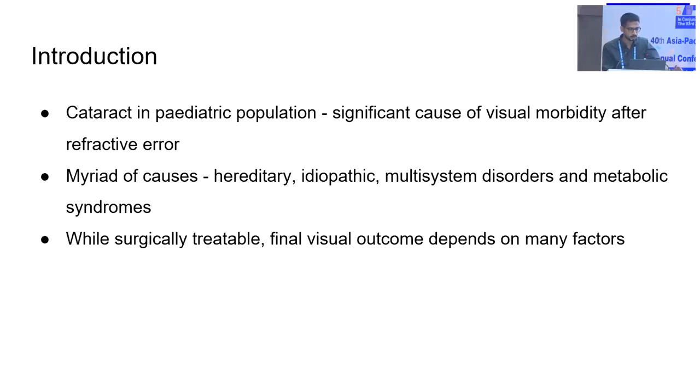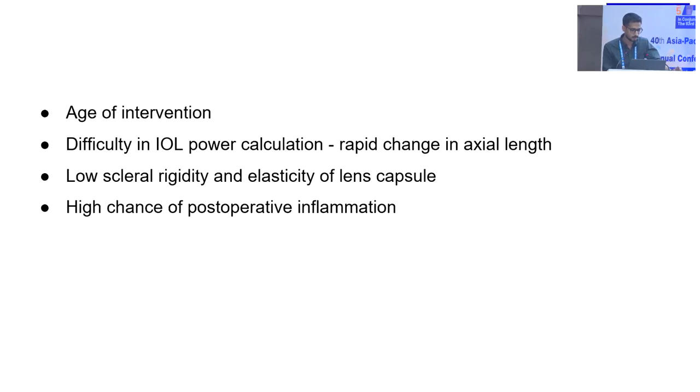Phacoemulsification with IOL implantation with or without primary posterior capsulorhexis and anterior vitrectomy has become the norm. However, outcome depends on the age of intervention. There is a difficulty in IOL power calculation owing to the rapid change in axial length and low scleral rigidity and elasticity of lens capsule, posing challenges to the technique and high chance of postoperative inflammation.